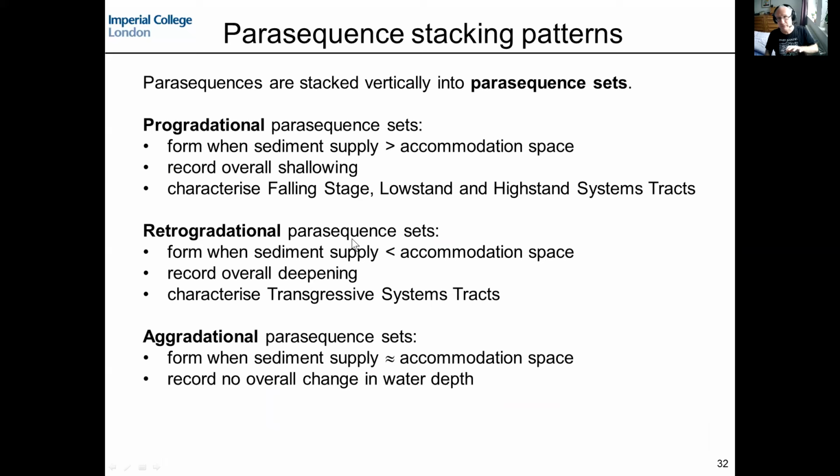Where the parasequences are retrogradational, in other words, they're stepping in a landward direction, that means the sediment supply is slower. It's being outpaced by accommodation space. Therefore, we're having overall transgression, and these will be in the transgressive systems tracts. Where these parasequences or different units stack up vertically without any real change in water depth, then sediment supply and accommodation space are in balance. That's quite an unusual setting to have.